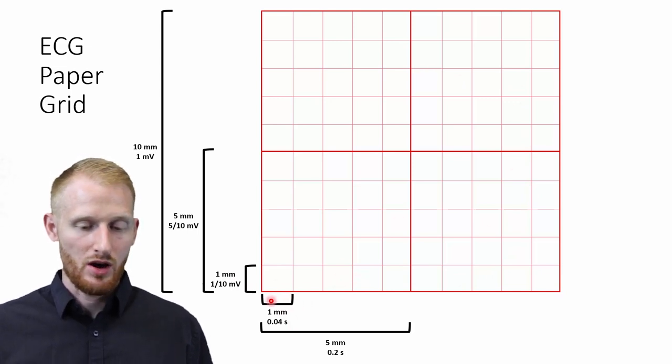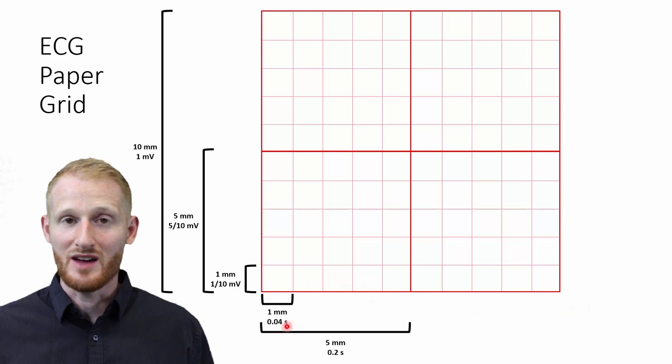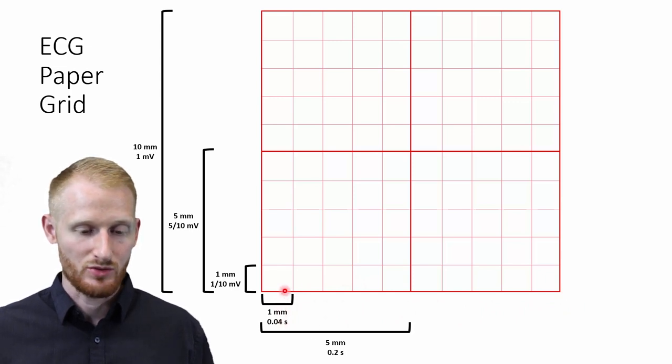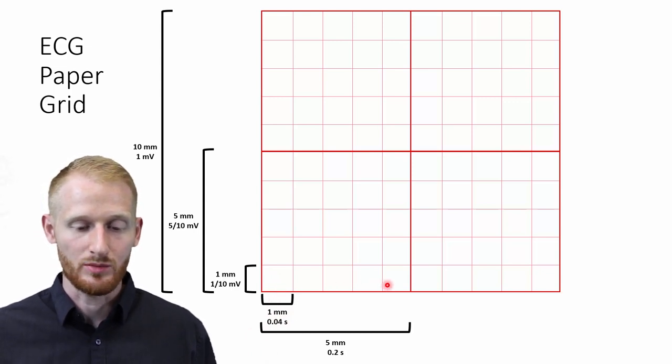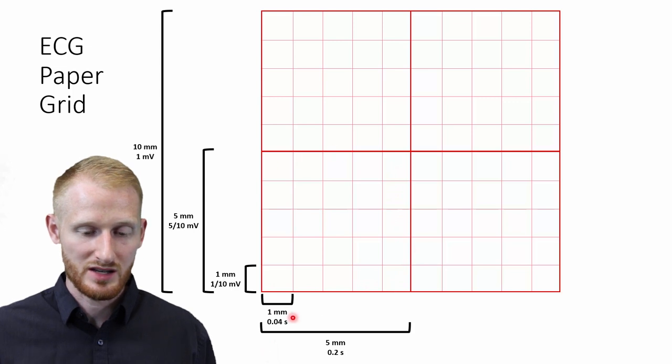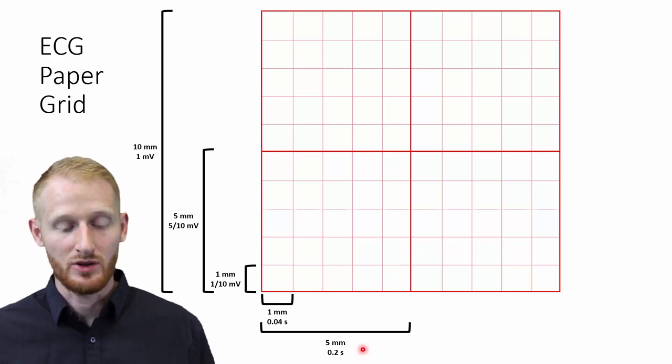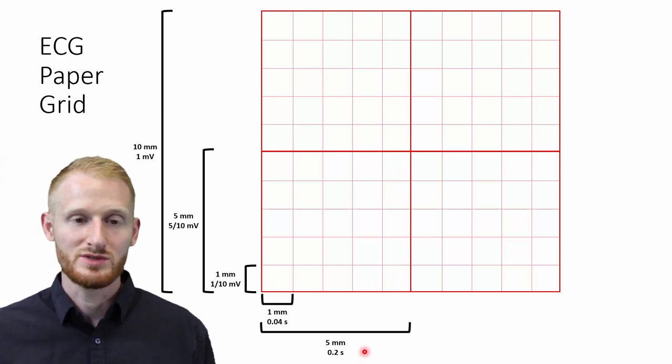All right, so on the x-axis, we have time, so 1 millimeter, so one little block, is equal to 0.04 seconds. If we add five of these little blocks together, so we have one of these big blocks, that's going to be 5 millimeters or 0.2 seconds.